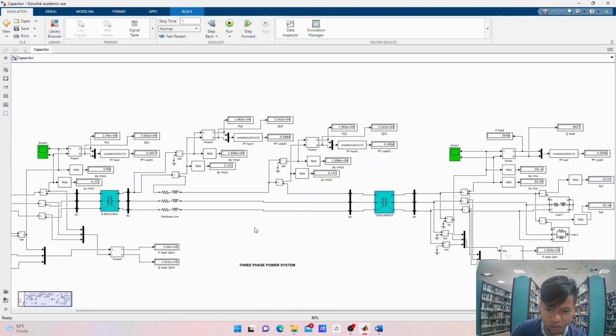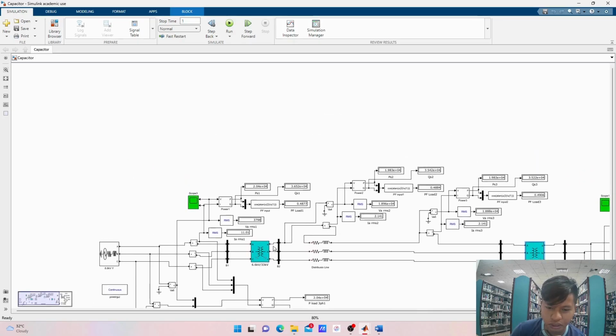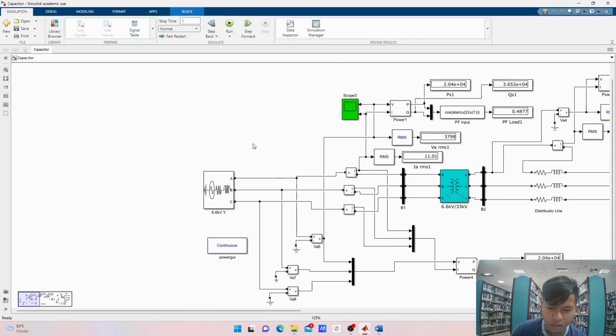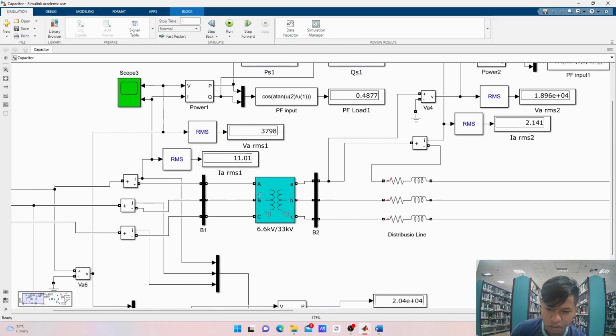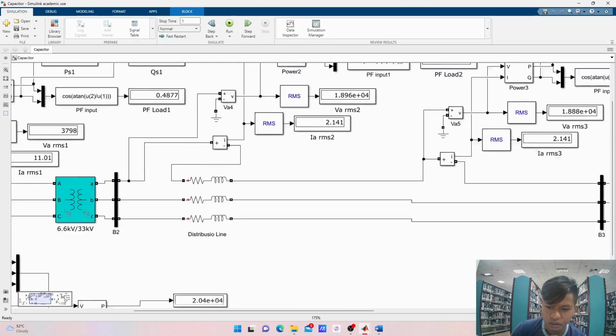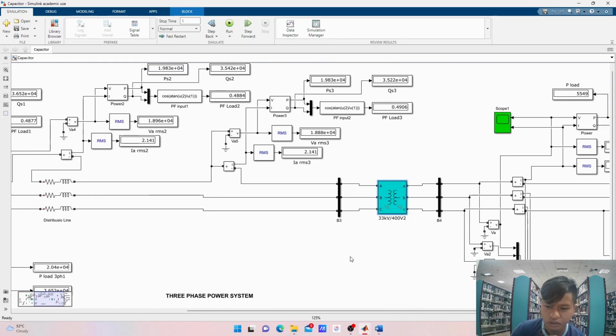So this is our first simulation for project one. Project one uses a 6.6 kilovolt generator with star connection, and uses one transformer and a second transformer. We call these the step up transformer and the step down transformer.